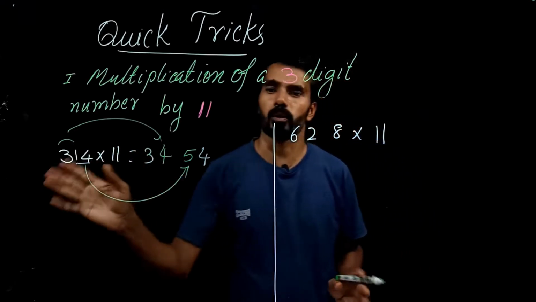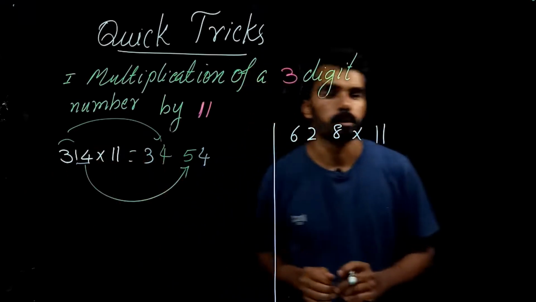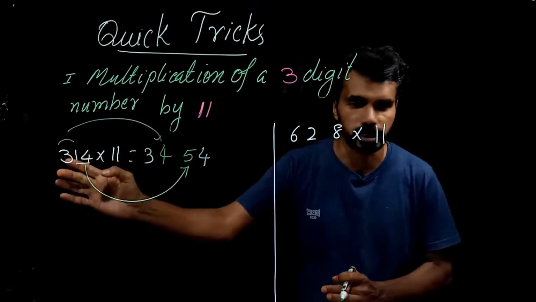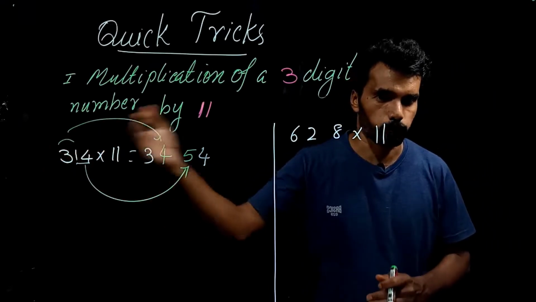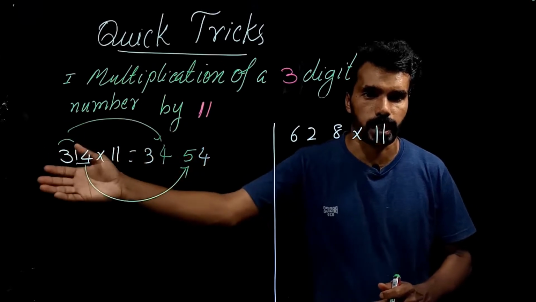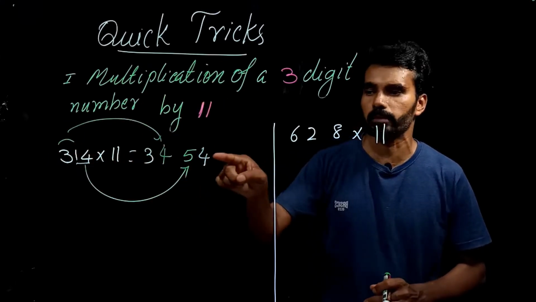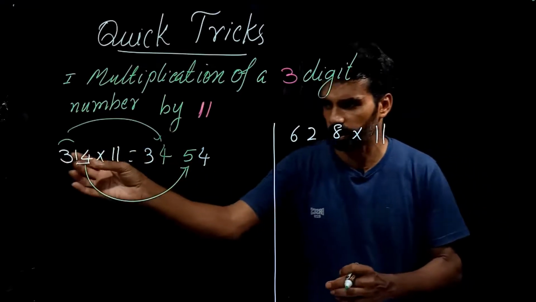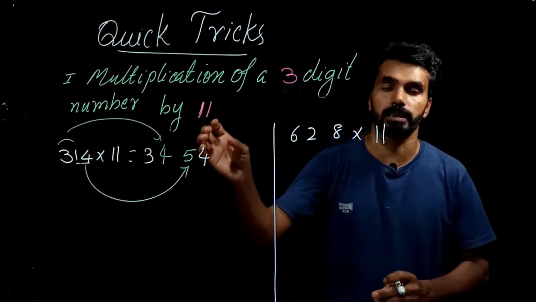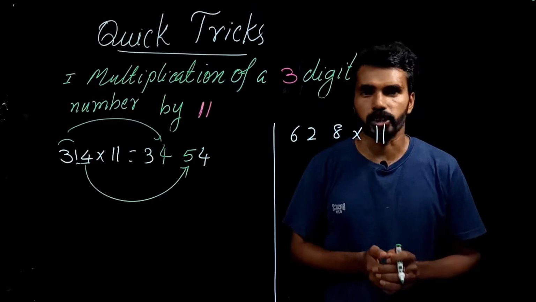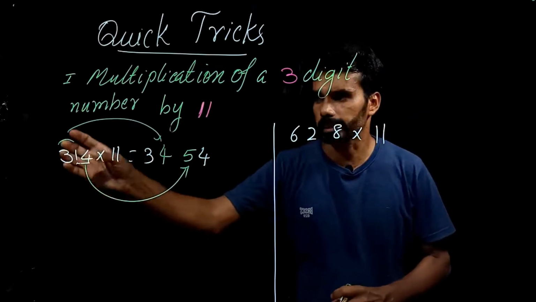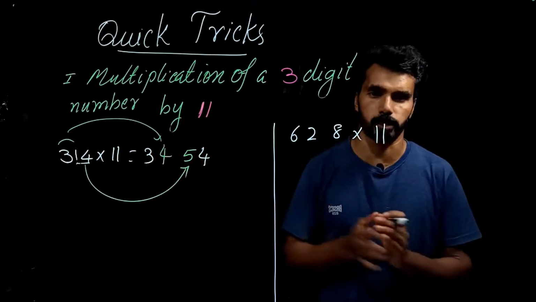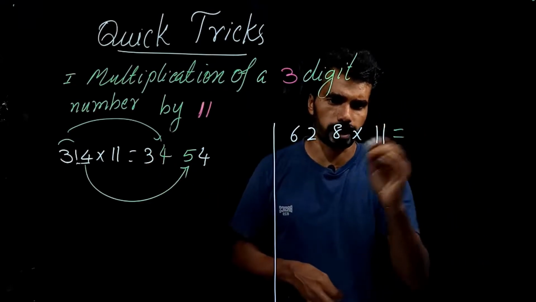Very simple, so it's applicable for 3-digit numbers also. The product or answer starts with the same number 3 and ends with the same number 4. Then we add them in pairs. That is, the pair 1 and 4, its sum we write in the tens place, and the second pair 3 and 1, its sum we write in the hundreds place. Now let us check one more example.